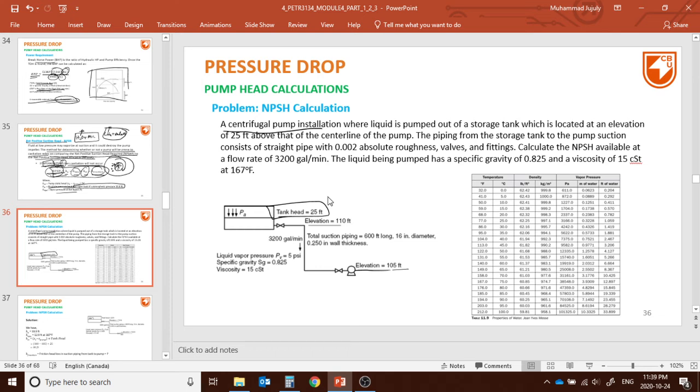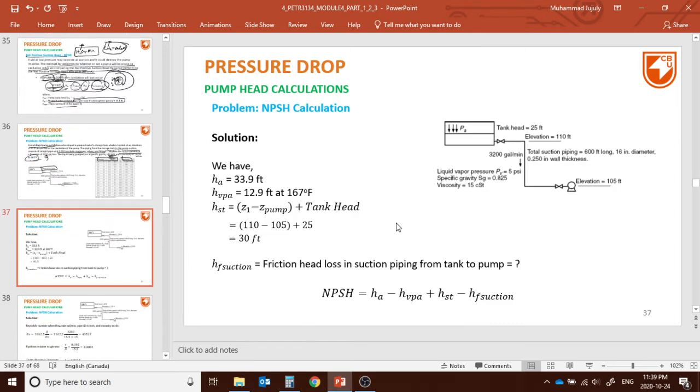The piping from the storage tank to the pump suction consists of the pipe, with this absolute roughness, the valves and fittings. We should calculate the NPSH. The flow rate is given and the specific gravity is given. The viscosity is also given at 164 degrees Celsius. Here is the relationship between the vapor pressure and the temperature, and the density table is also given to us. Now let's do the math.